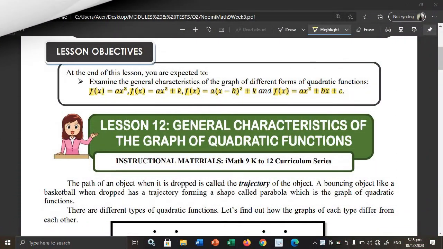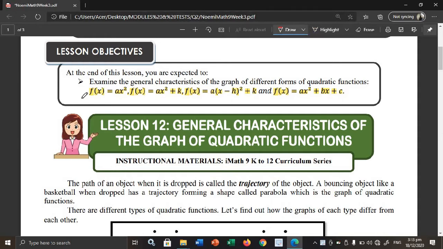Hi, for this video, we are going to talk about the general characteristics of the graph of quadratic functions. So we will examine the characteristics of the graph of four quadratic functions. These are the four types of quadratic functions that we will examine.